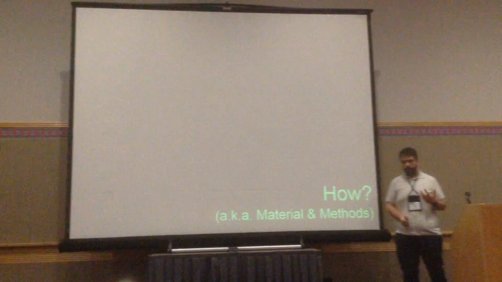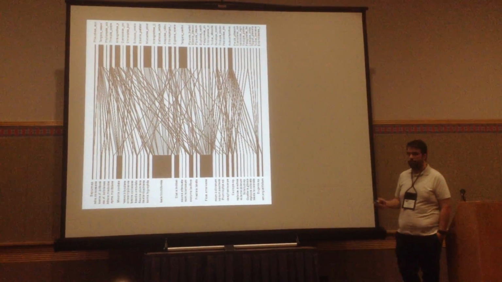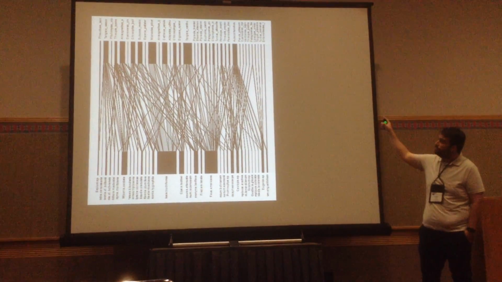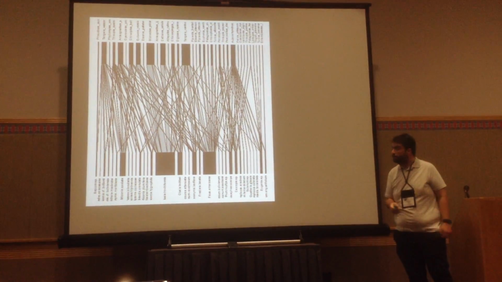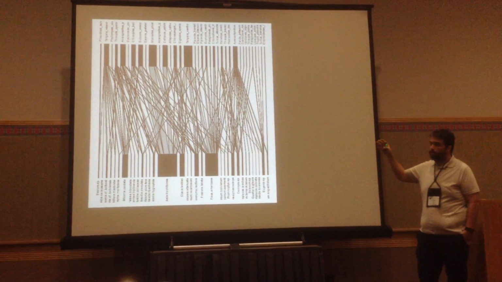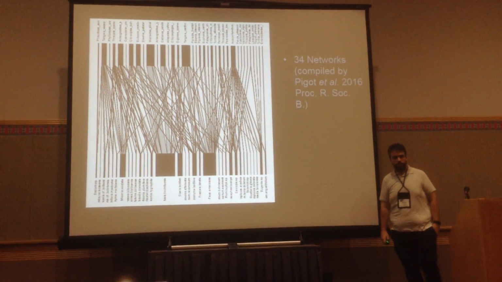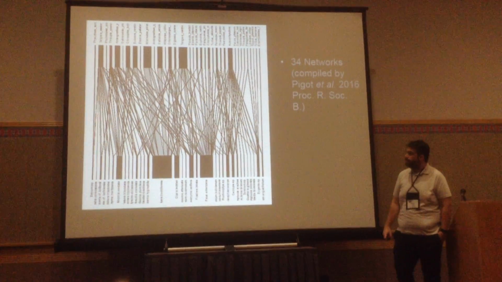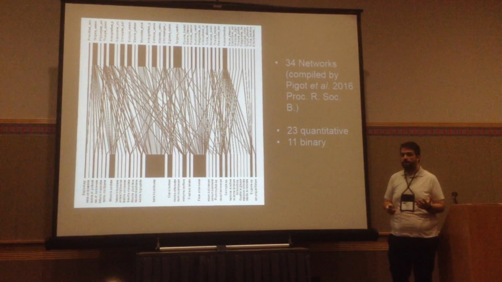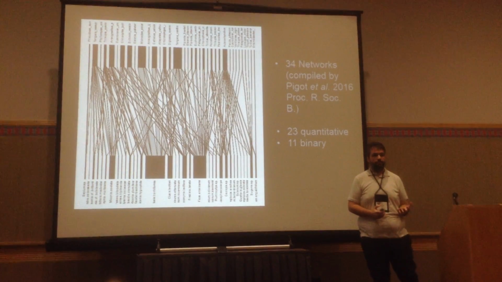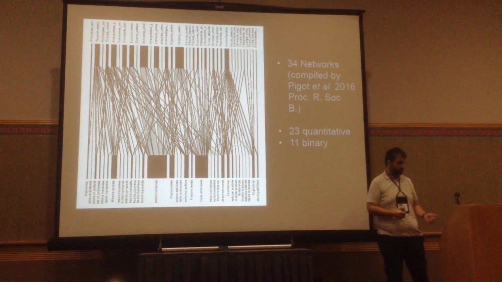So how do we plan to address this question? First, we have here an example of a bipartite network. On the top row we have the birds, the frugivory species, and in the bottom row we have the plant species that are dispersed by the bird species, and each link corresponds to an interaction between two species. For our work, we use 34 networks, frugivory networks, compiled by Alex Bigot and others last year. From these 34 networks, 33 are quantitative, which means that they also include the frequency of dispersal by each species, and 11 are only binary, just the presence or absence of interactions.